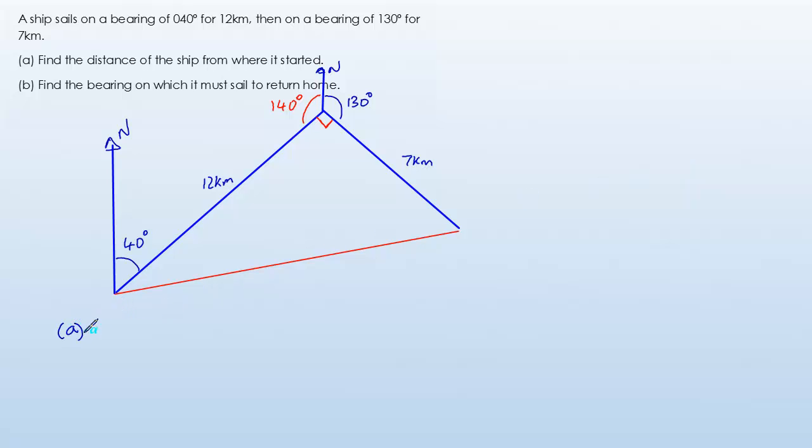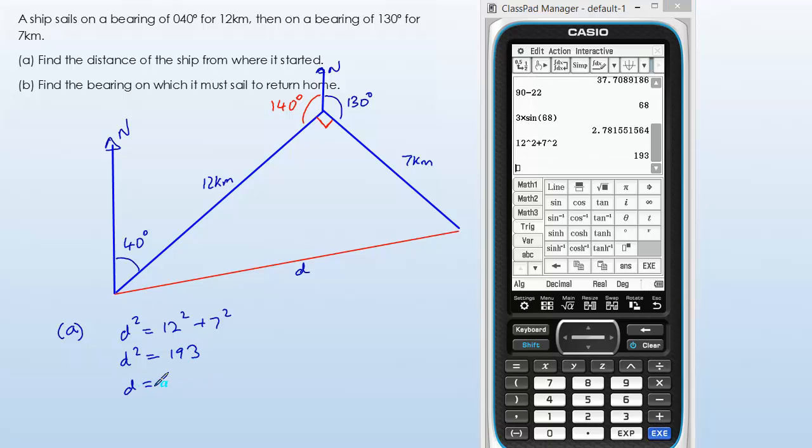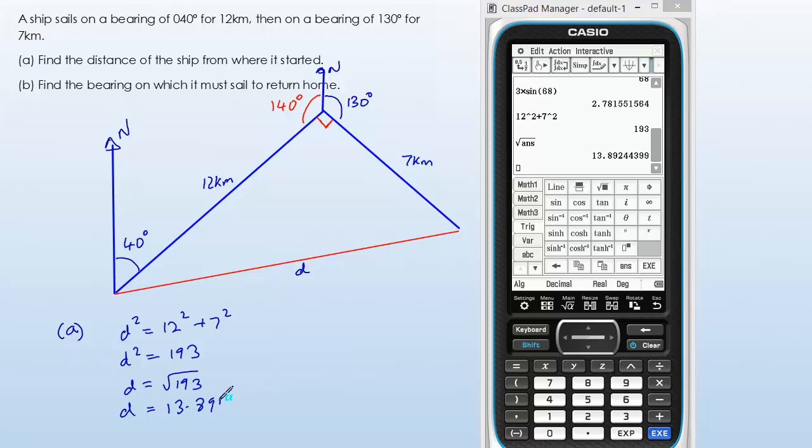So for part A, we can find this distance, which I'll call d, using Pythagoras' theorem, because we have a right angle triangle. d is the hypotenuse, so d squared is going to be 12 squared plus 7 squared. So we can do that. 12 squared add 7 squared is 193. And then d would be the square root of that. And we can work out the square root of my last answer. And that's 13.89 kilometers.